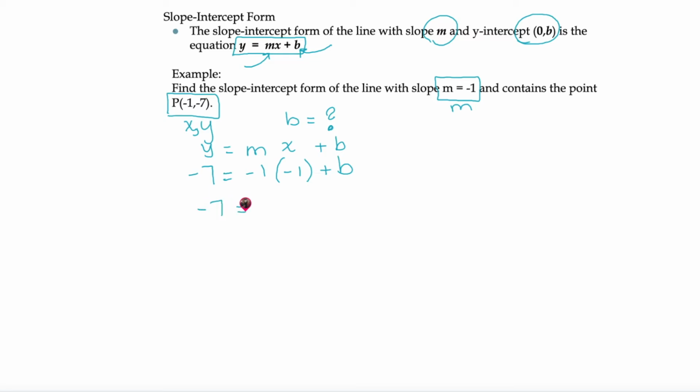-7 equals 1 plus b. So -8 is b. Now that I have my slope and I have my y-intercept, we can certainly write the generic form of our equation. Y equals -1x minus 8, or you don't have to have that -1, y equals -x minus 8.